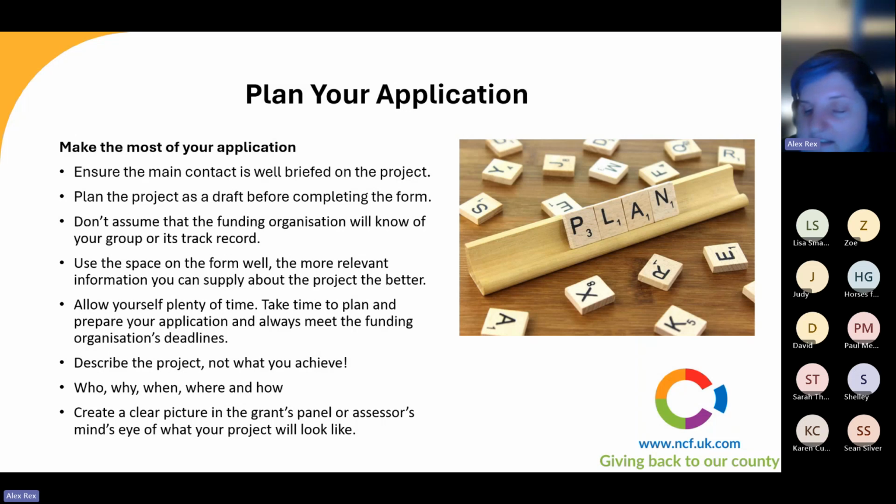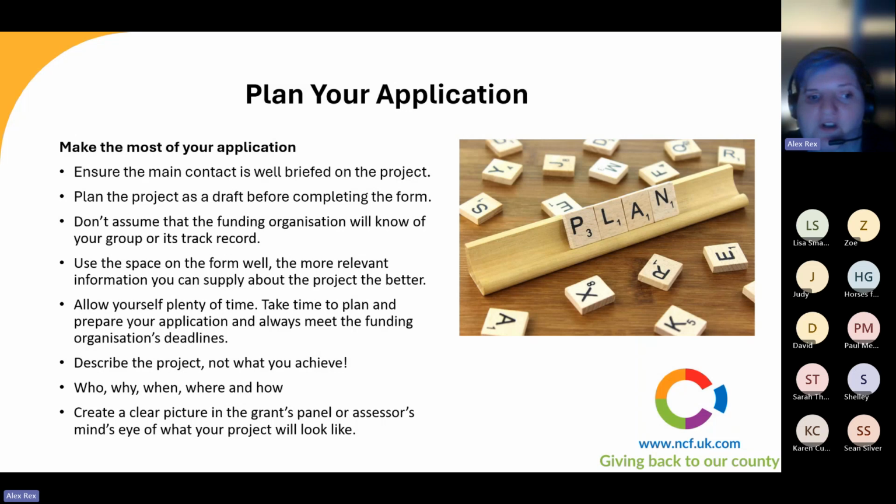And then, as I've mentioned, try to make sure that it's concise and that you're painting a clear picture for the grants panel and the grants assessors, so they can get an understanding of what the project is and the activities that you want to deliver.